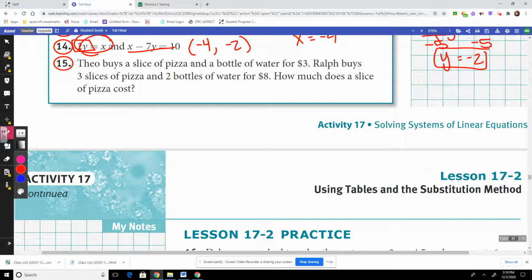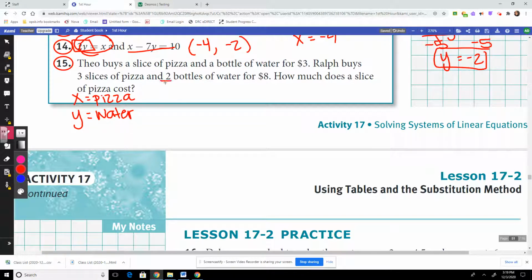Theo buys a slice of pizza and a bottle of water for $3. Ralph buys 3 slices of pizza and 2 bottles of water for $8. How much does a slice of pizza cost? Okay, well, let's write this down. First of all, we're going to say that X is going to represent pizza, and Y represents water. So X is pizza, Y is water.